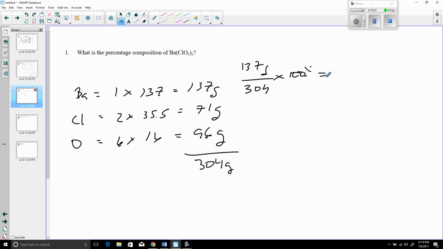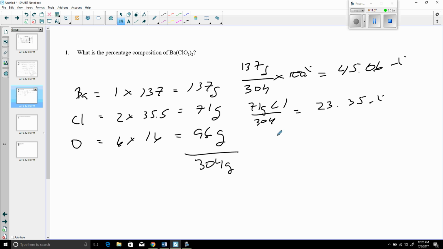So what you get is 137 divided by 304 times 100, and you get like 45.06%. Now, the next part is doing the same thing: 71 grams of the chlorine divided by the total mass of the compound. 71 divided by 304 times 100, you get 23.35%, something really close to that.